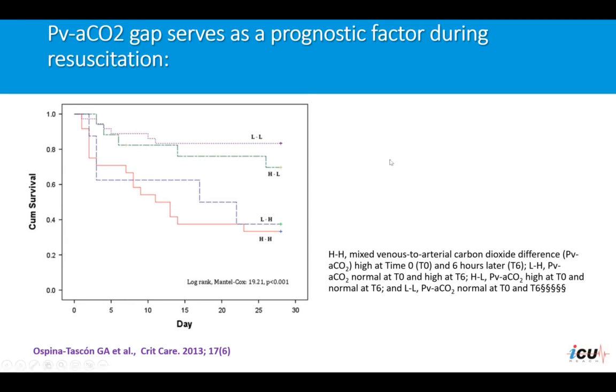You can see in this study that if you measure the CO2 gap at time 0 and 6 hours later, and your gap was low at the beginning and remained low, the outcome is good. If the gap was high at the beginning but normalized, the outcome is good, but not as good as when it was low and low. And if you have patients with a gap starting low and then increasing, or starting high and then increasing within 6 hours, that is an indication of poor outcome.